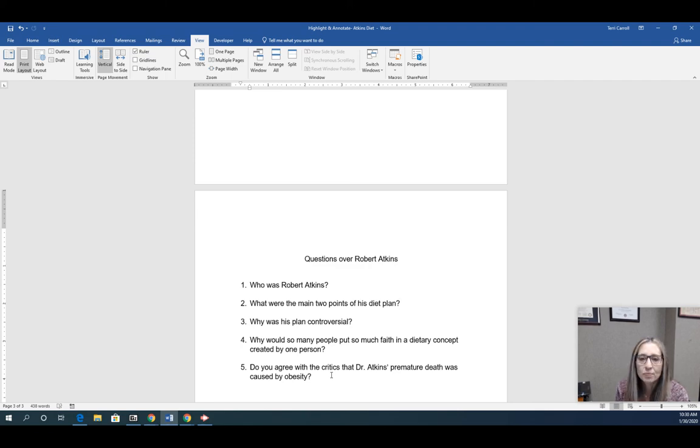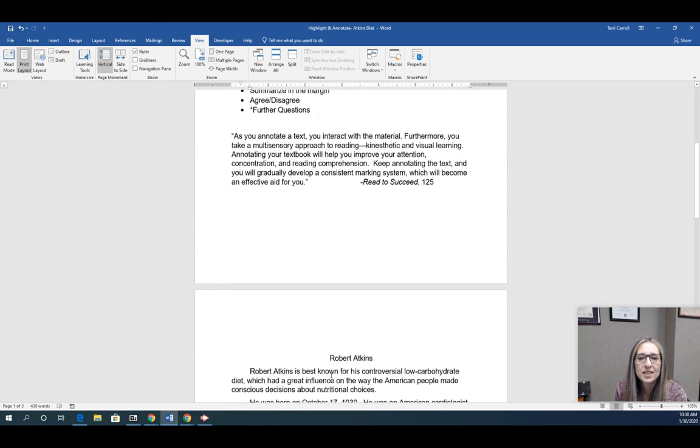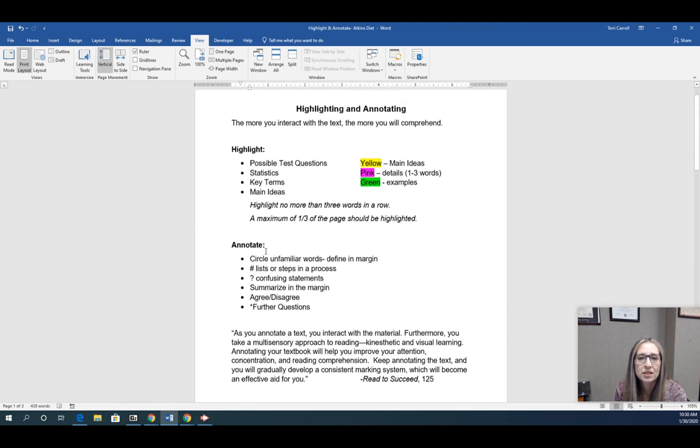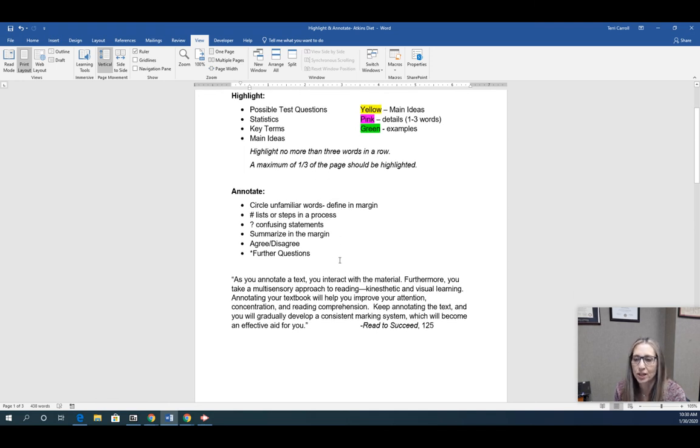I hope that through this process you've realized that you now have some skills that you can use with your textbook reading, even if you're just reading for leisure. I do this a lot with my books that I read for leisure. So just remember these highlighting and annotation steps and use these strategies to help you be successful in your reading endeavors.